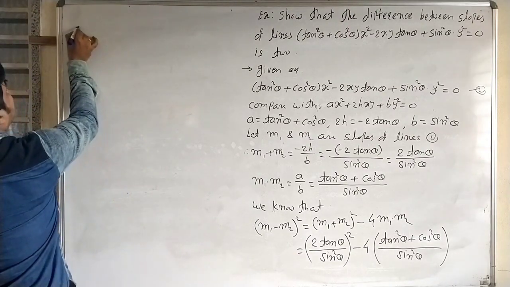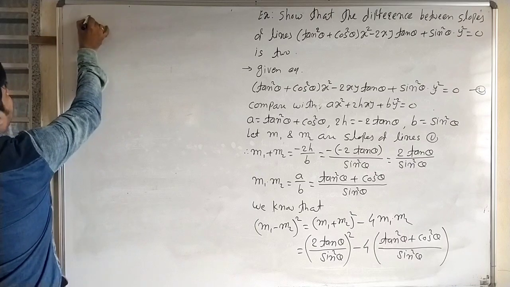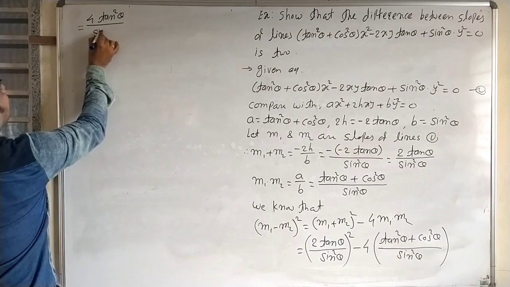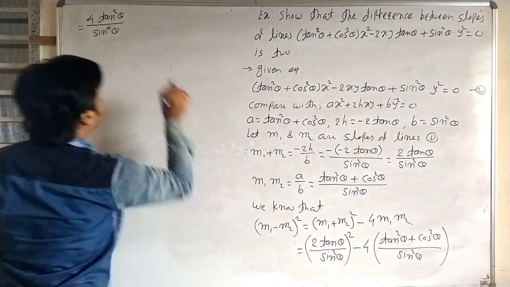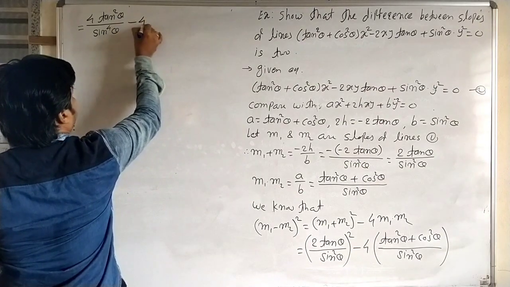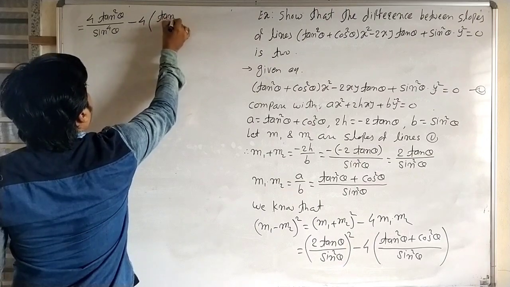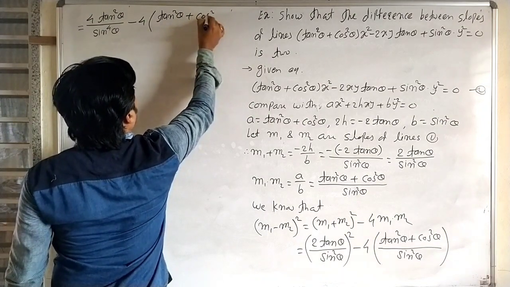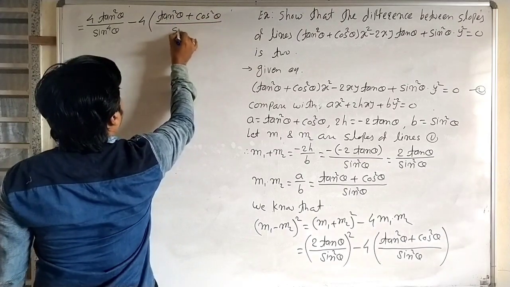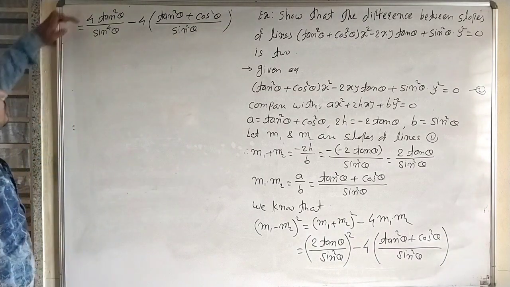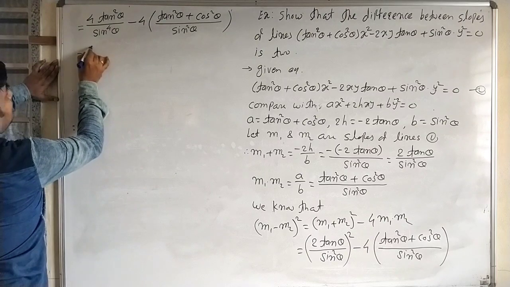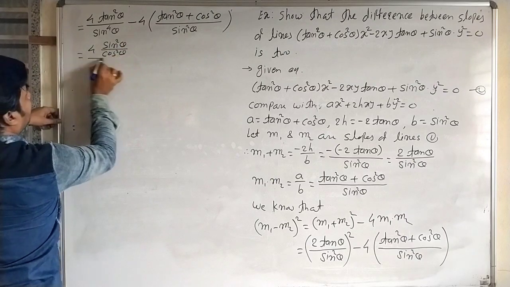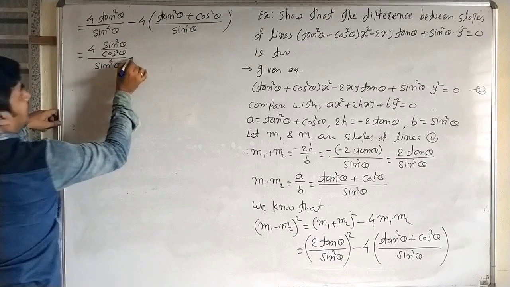Then it is 4 tan square theta upon sin to the power 4. Here it is the square of this term. Now minus 4, as it is, 4 into tan square theta plus cos square theta upon sin square theta. Now convert tan square theta into sin and cos. Therefore it is 4 sin square theta upon cos square theta upon sin to the power 4 theta, minus 4 as it is.